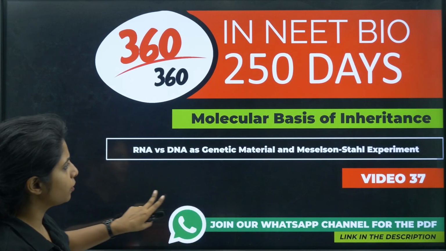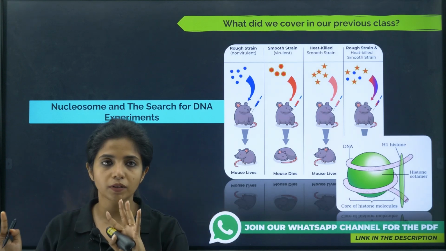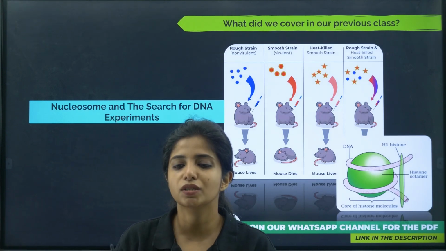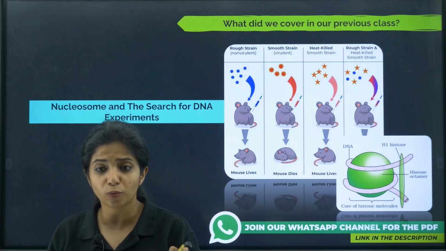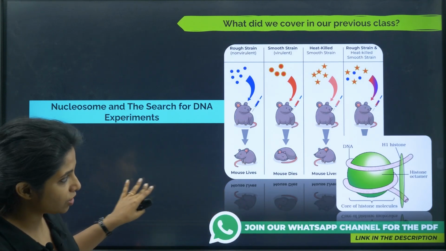But what did we cover previously? We spoke about the nucleosome, the structure of it, and also the experiments which ran behind the search for DNA. How did it look, or was it the genetic material or not, and stuff like that. So we covered all of it, and we have now reached this point.